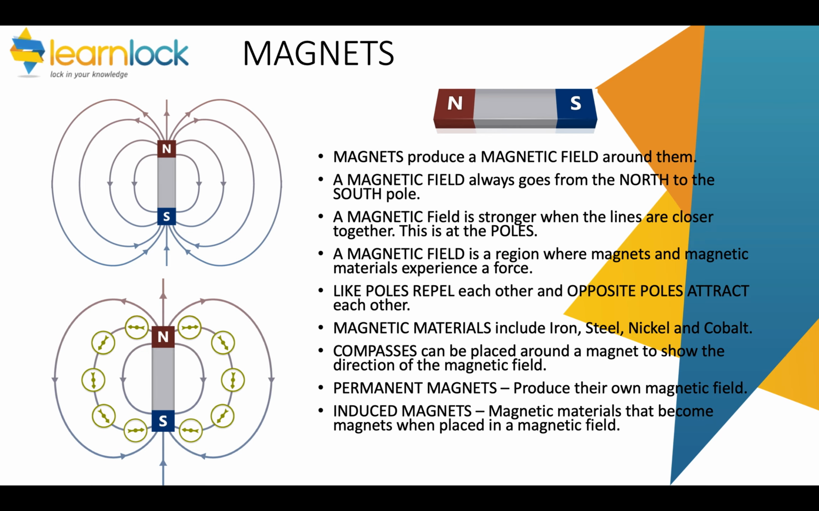A compass can be placed around a magnet to show the direction of the magnetic field as shown in the diagram. Permanent magnets produce their own magnetic field, and induced magnets are magnetic materials that become magnets when placed in a magnetic field.